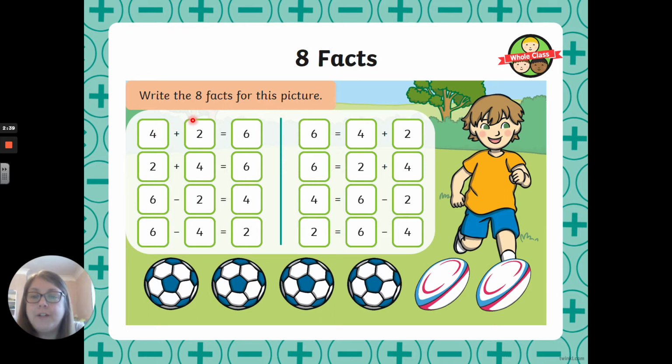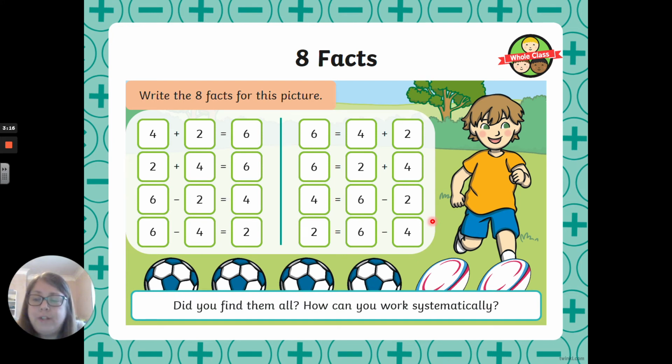So we've got 4 add 2 equals 6. 2 add 4 equals 6. 6 equals 4 add 2. 6 equals 2 add 4. 6 take away 2 equals 4. 6 take away 4 equals 2. 4 equals 6 take away 2, and 2 equals 6 take away 4. So then we've got 8 facts, and all we've done is use 6, 4 and 2, and then popped in our addition, our subtraction, and our equals, or our equals might go at the beginning. So well done if you got that one right.